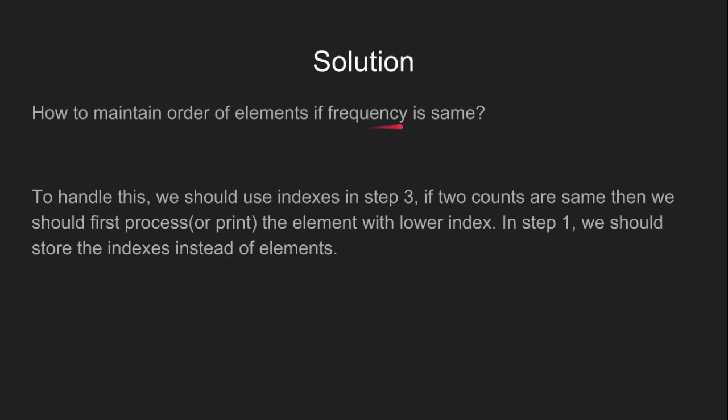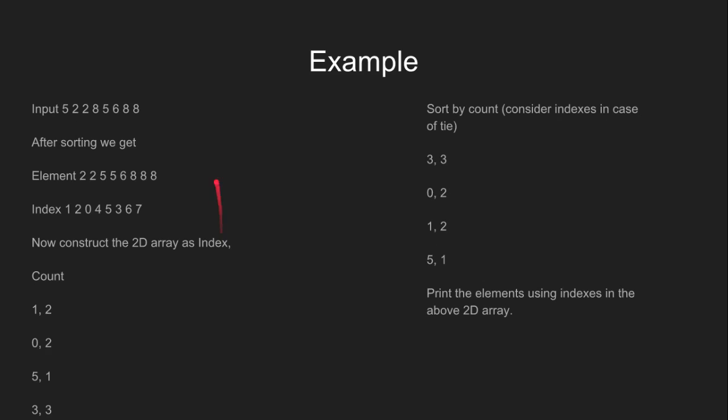Now let's discuss how to maintain the order of elements if two frequencies are the same. To handle this, we should use indexes in step 3. If two counts are the same, then we should first process the element with the lower index and then process the element with the higher index. In step 1, we should store indexes instead of elements. Let's discuss this approach now.